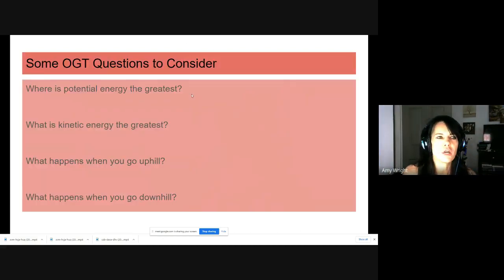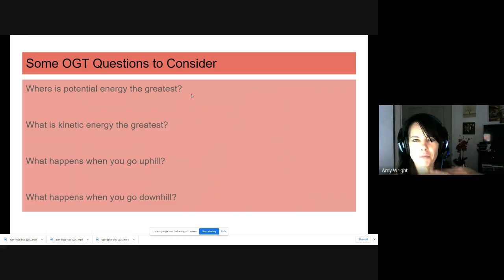Okay. So some OGT questions to consider. This is how I've seen these two concepts asked about on the OGT. Where is potential energy the greatest? Remember, it's at the very top. So the top of a hill, like pretend you're going sledding, right? You're at the top of the hill. Your potential energy is right before you take off down the hill.